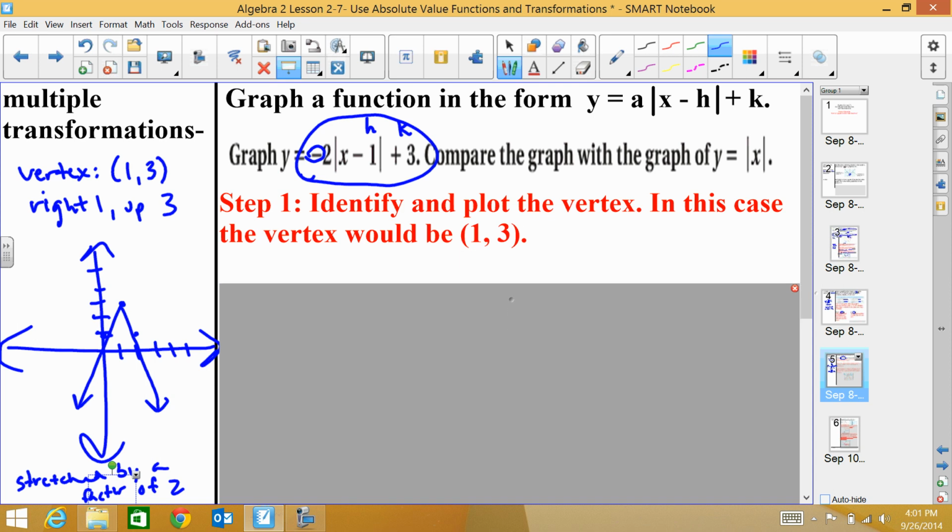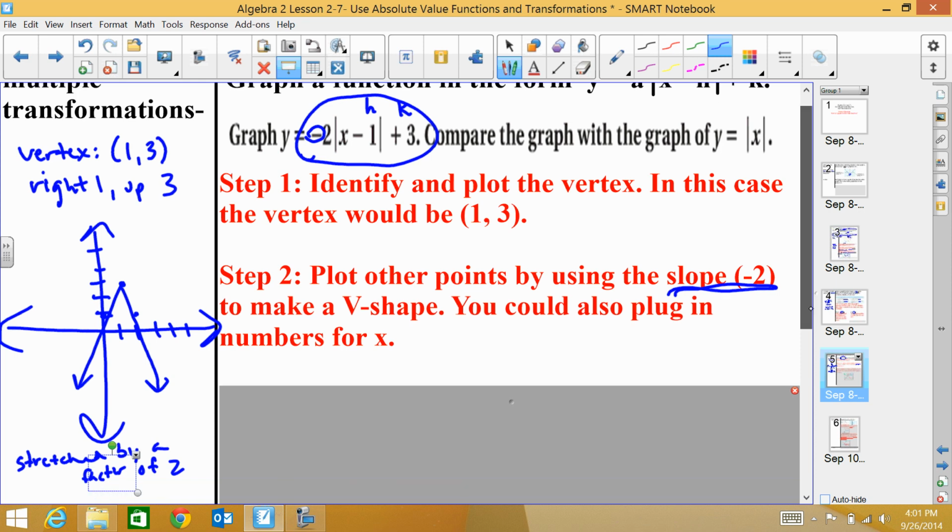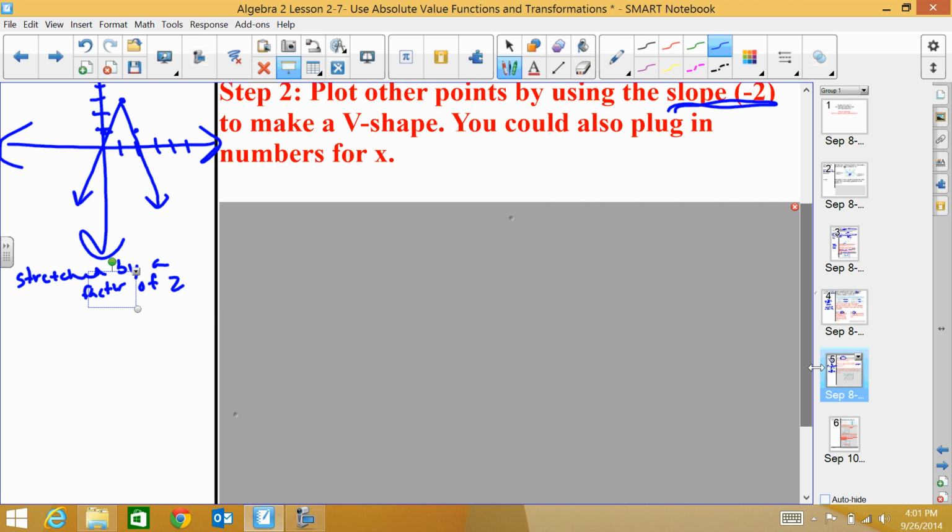So let's go back through the steps again. First we identified the vertex, which was 1, 3. Then we plot other points by using our slope of negative 2. So that means it goes down 2 and over 1 in each direction. Now remember, you can always plug in numbers for x. So if you get stuck on the test, just plug in numbers for x and graph the points.